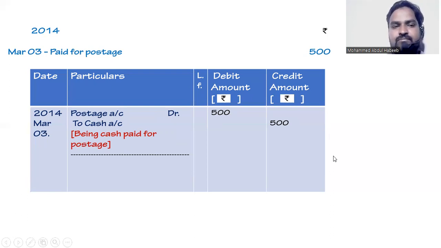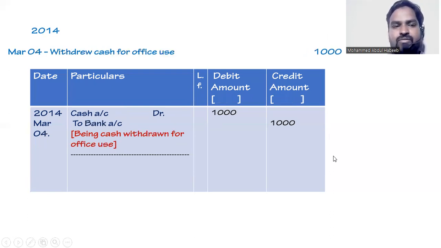Coming to our next transaction, which is on 2014 March 4. Withdrew cash for office use 1,000 rupees. So here the date will be taken as 2014 March 4. Withdrew cash means cash is coming into the business for office use, and the amount is being withdrawn for official purpose. So bank will be the giver. So bank, as it is the giver, will be credited, and as cash is coming into the business, cash will be debited. So our journal entry on 2014 March 4 will be cash account debit 1,000 to bank account 1,000, and the narration will be being cash withdrawn for office use.